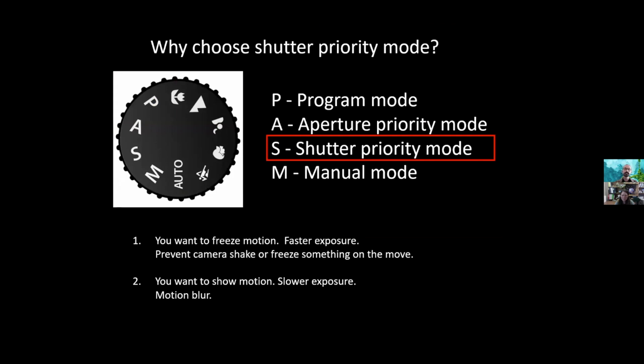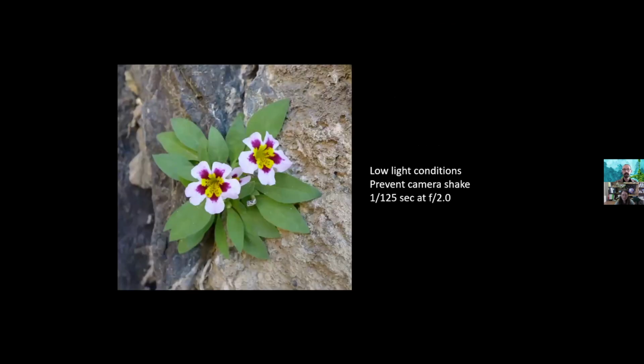So why do you want to use shutter priority mode? First, as we just showed, you may want to freeze motion and get a faster exposure. And then the other thing is maybe you want to show motion, so you'll have a slower exposure and show maybe motion blur or just how things have changed over time.